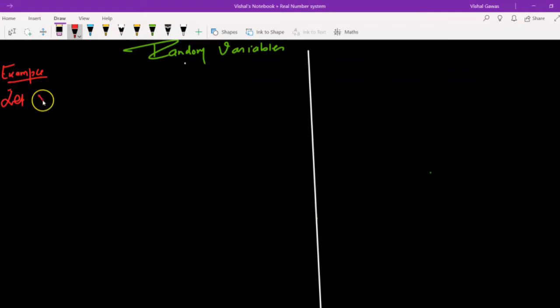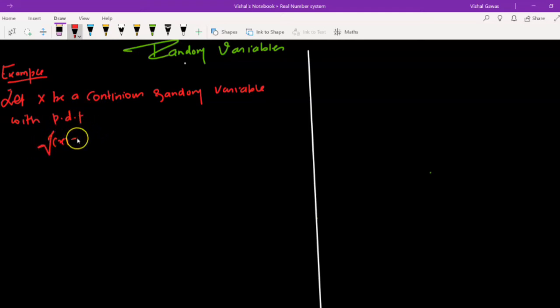What we have is, let x be a continuous random variable, with the probability density function, PDF, f of x, equal to ax whenever x lies between 0 and 1, it's a constant a when x lies between 1 and 2, and it's minus ax when x lies between 2 and 3.